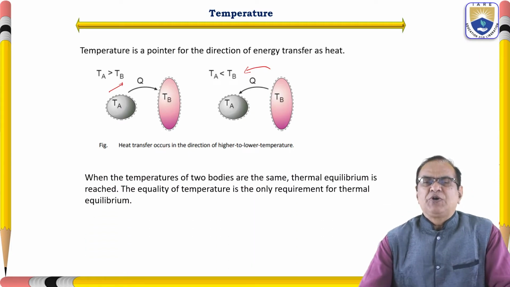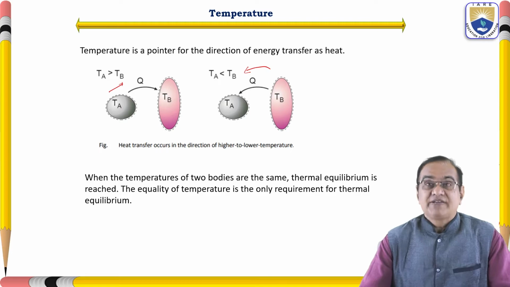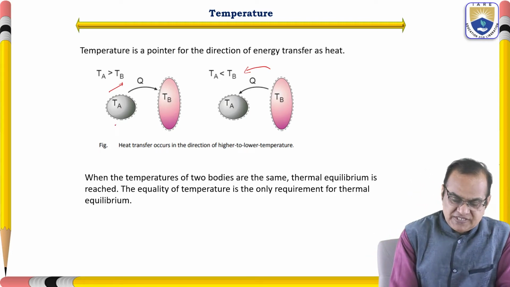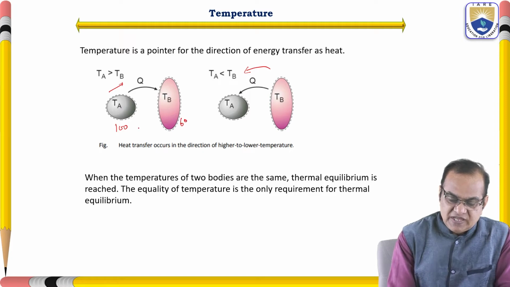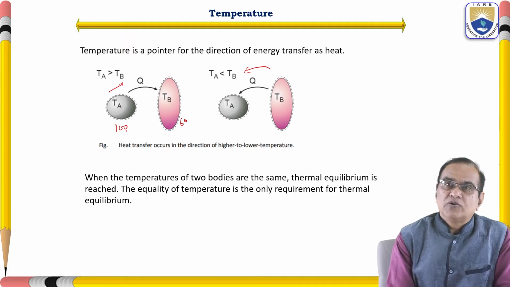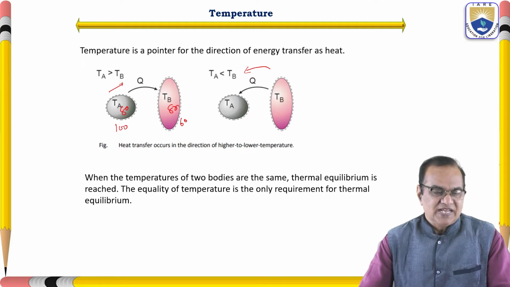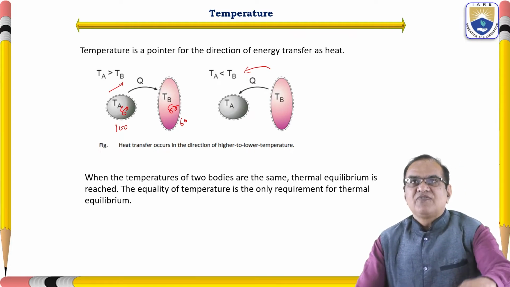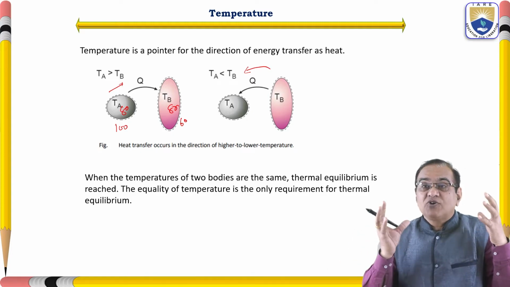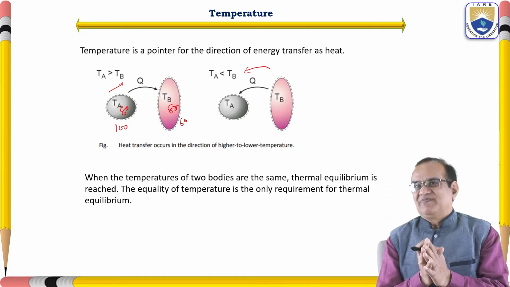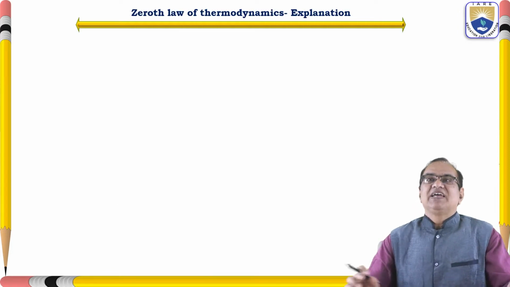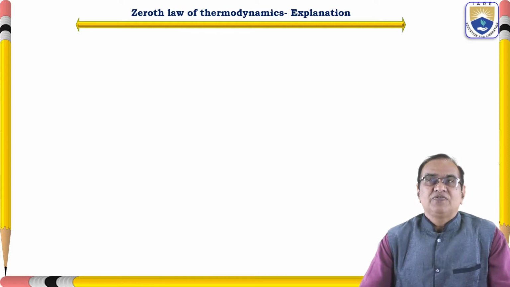When the temperature of two bodies is the same, thermal equilibrium is reached. If this is 100 and this is 60, heat will try to move. But if this is 80 and this is also 80, the transfer will not take place. Heat transfer will not take place. So that is the beauty of temperature. Temperature also makes sure that the systems are in equilibrium, which we will be discussing in the Zeroth Law of Thermodynamics.